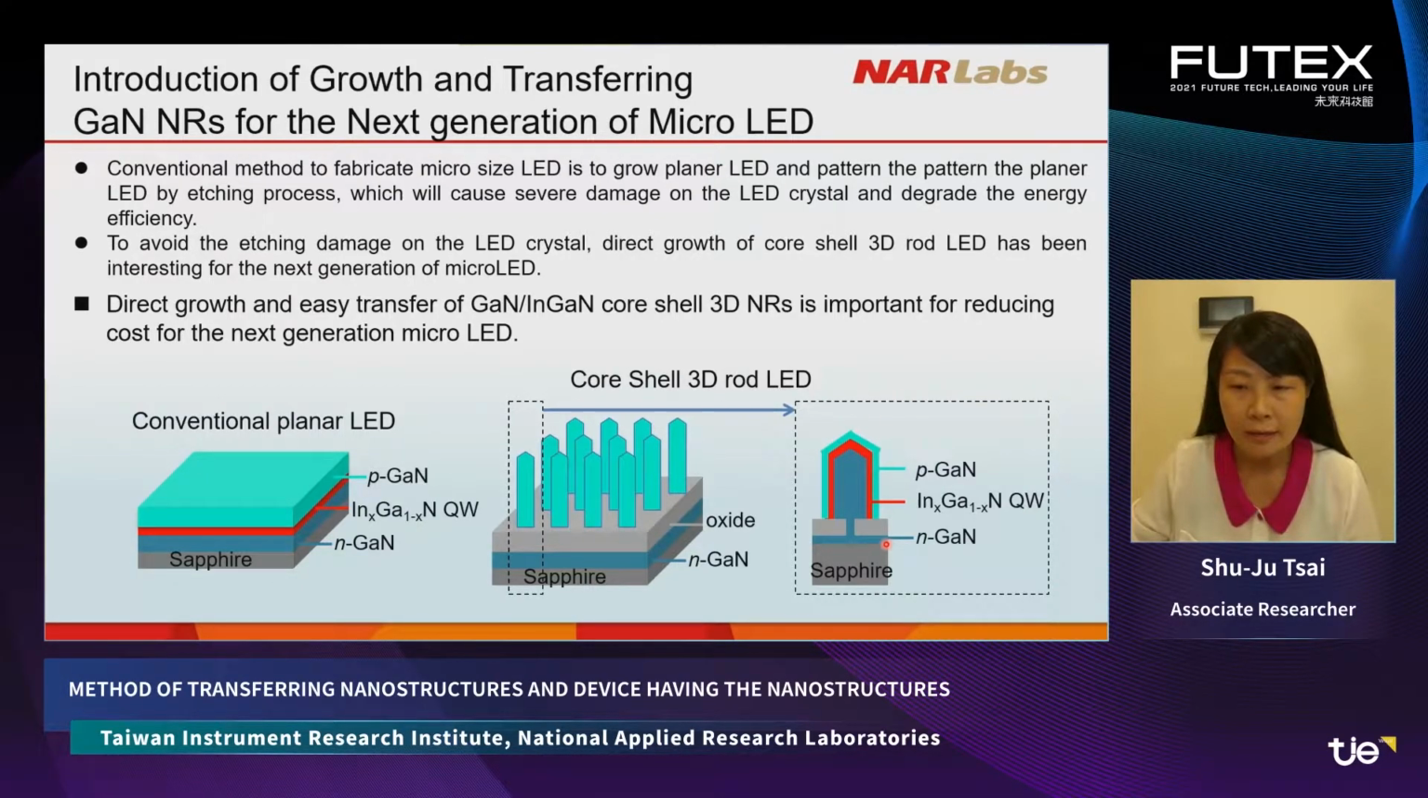And the rod crystal size could be 100 times smaller than the micro LED crystal. Thus, direct growth and the transfer of gallium nitride, indium gallium nitride core-shell 3D rod is important for reducing the cost for mass production of the micro LED.